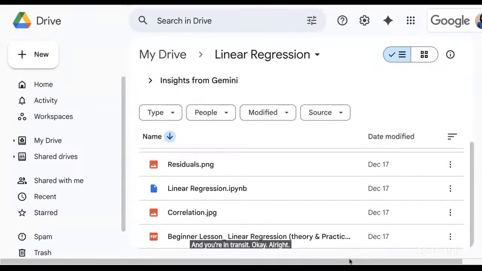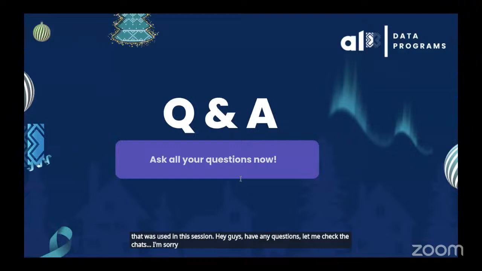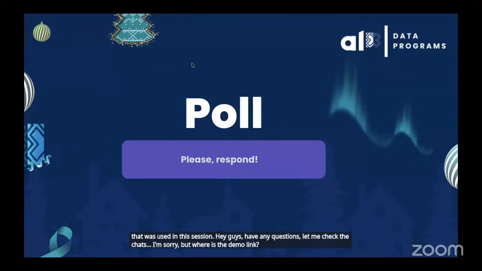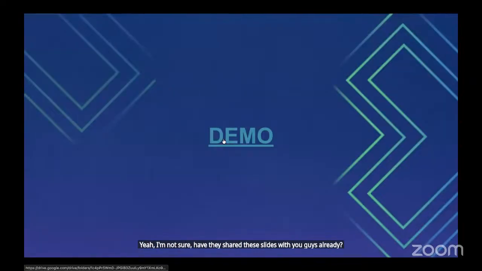Where were we? See if there are any other questions. Yes, the notebook used in this session will be shared again. Hey, guys, have any questions? Let me check the chats. I'm sorry, but where is the demo link? I'm not sure, have they shared these slides with you guys already? Once you click on demo here, it should take you to the folder.